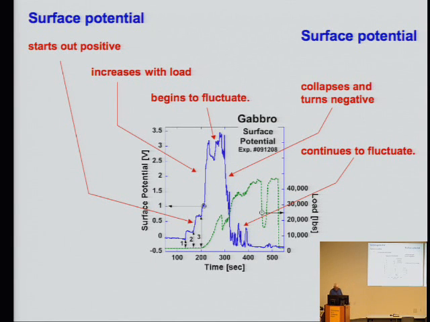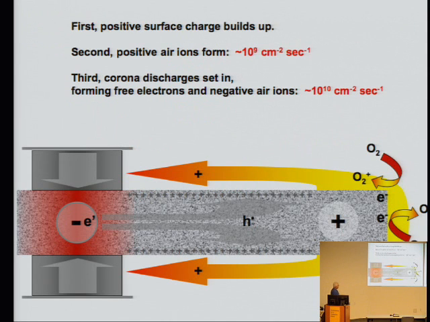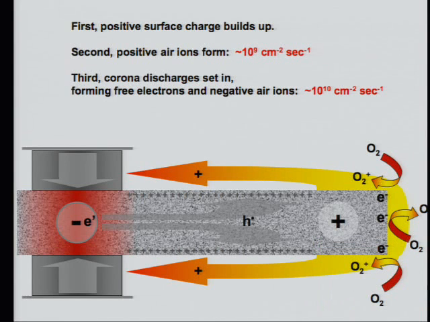So now we have a pretty good understanding of these processes. First we build up a positive surface charge, then we start to ionize the air, and we get something like 10 to the 9 ions per square centimeter per second. And third, at higher load, we produce corona discharges, and we form free electrons and negative ions, and we get ion currents from the collector plate equivalent to something like 10 to the 10 charges produced per square centimeter per second. Huge currents compared to what you would normally expect from such a boring piece like a piece of rock.